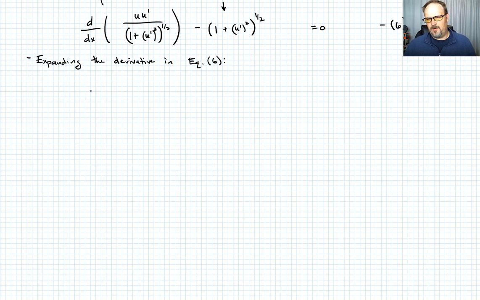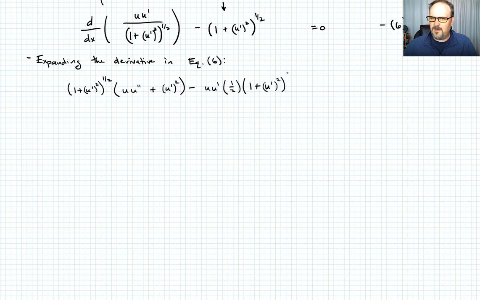Remember that this is u over v, then the quotient rule says that the derivative is v du minus u dv divided by v squared. So let's do v du first. v is just 1 plus u prime, the quantity squared, to the 1/2. And then du, we need to use our product rule here. This is going to look like u times u double prime plus u prime, the quantity squared. That's the first term. Now we need u dv. So u is u times u prime. And then dv looks like 1/2 times the quantity 1 plus u prime, the quantity squared, to the negative 1/2, times the derivative of what's inside, 2 times u prime.